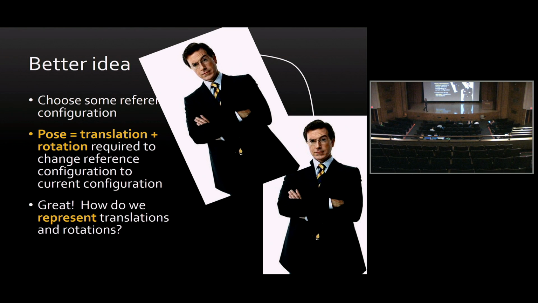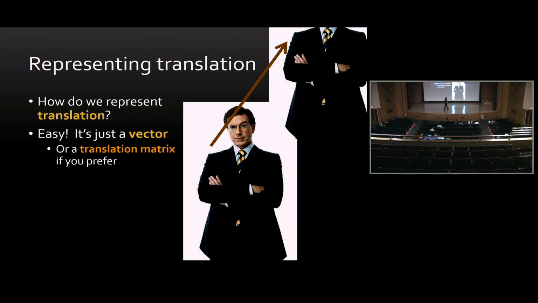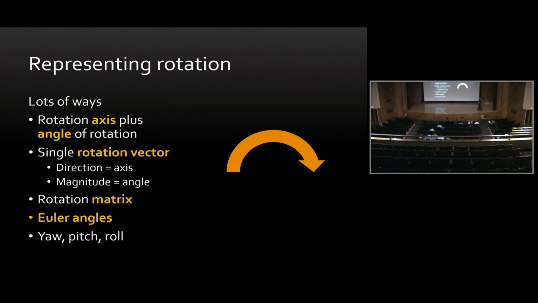And so then the question is, of course, how do we represent those things? Well, the translation is easy, because the translation can just be a vector. Or if you want to be fancy, it can be a translation matrix. But the translation just has 3 degrees of freedom. Rotation is a huge pain in the ass, and that's why we have 86 slides in this deck.